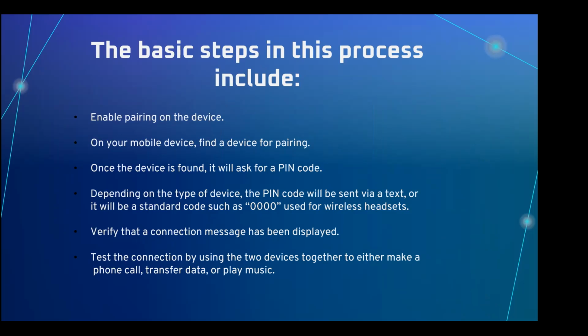The basic steps in this process include, first, enable pairing on the device. Then on your mobile device, find a device for pairing. Then once the device is found, it will ask for a PIN code. Depending on the type of device, the PIN code will be sent via text or it will be a standard code such as 0000 used for wireless headsets.